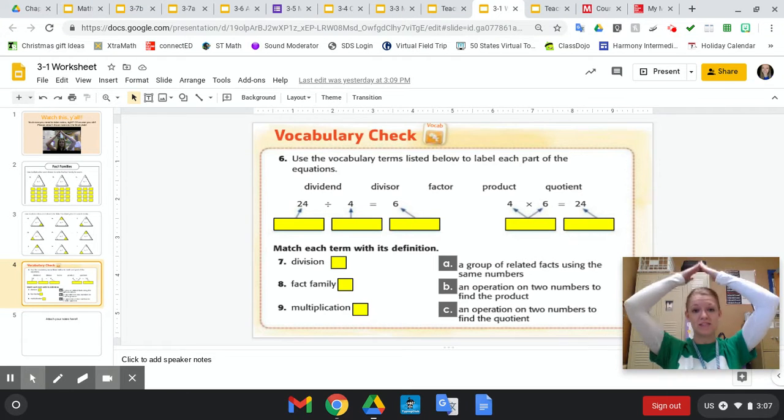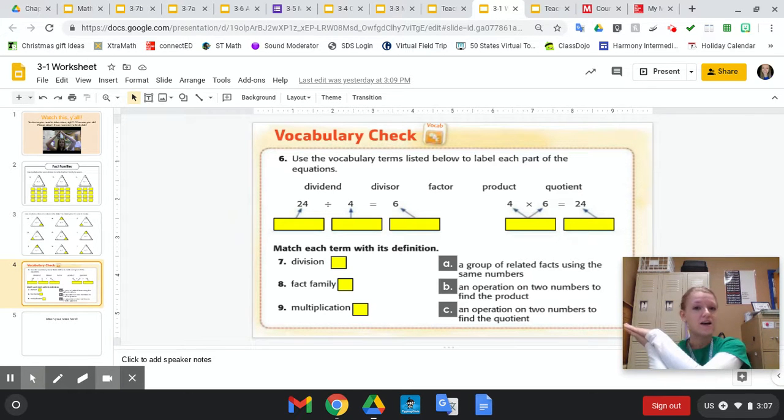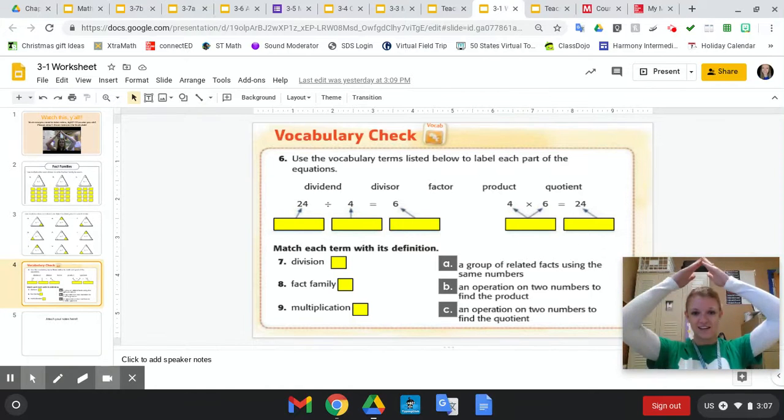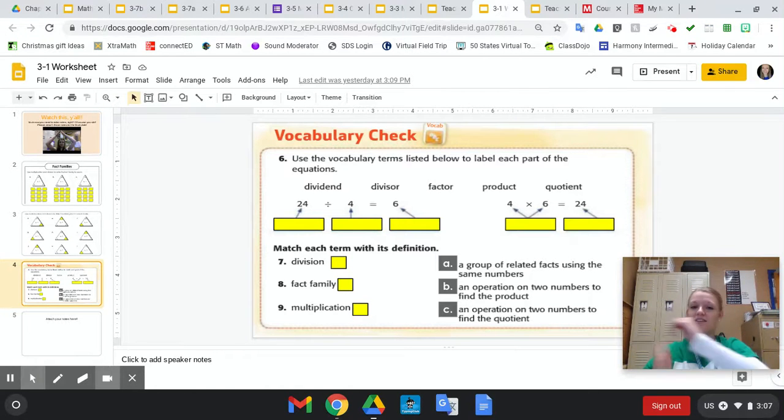Dividend divided by the divisor equals the quotient.